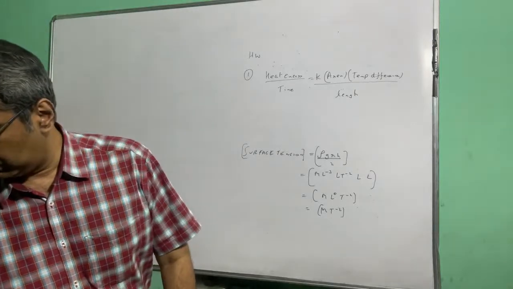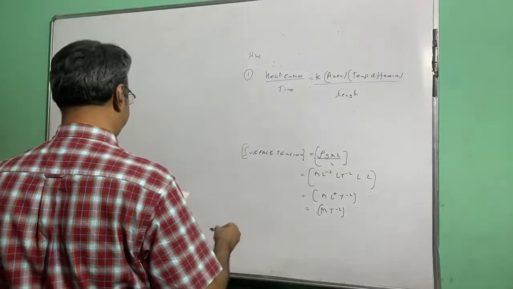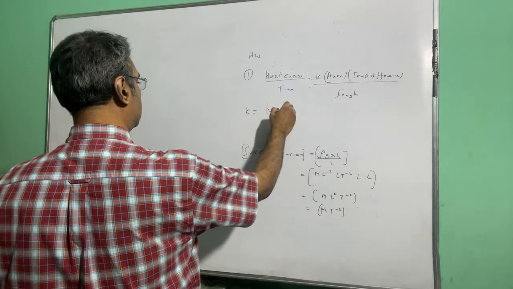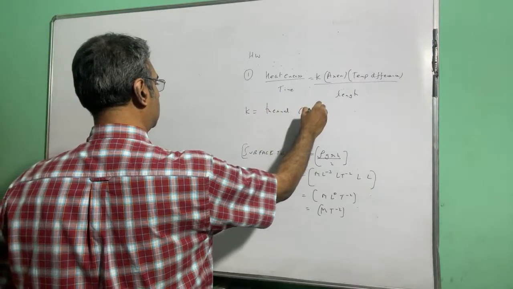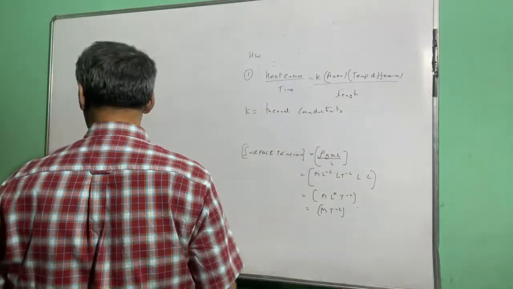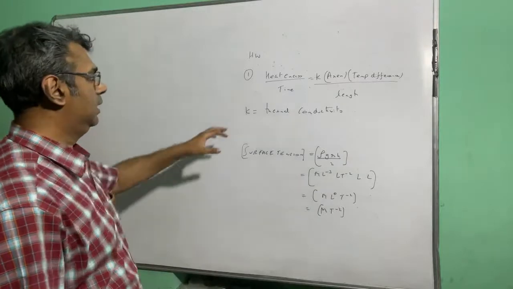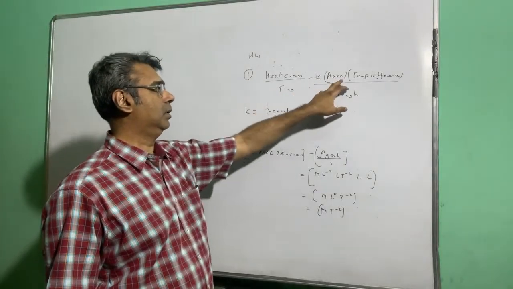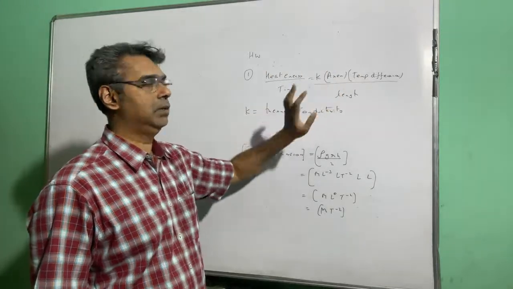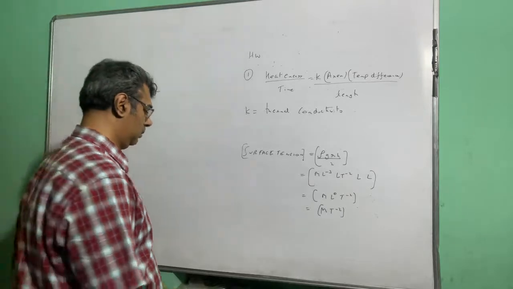So in this formula, K is called thermal conductivity. So heat energy divided by time is K into area into temperature difference by length. K is called thermal conductivity. So using this formula, you will have to find the dimensions of K. Okay, that is question number 1 of the homework.